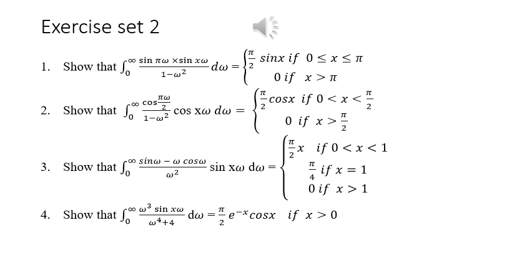Then this pi by 4 if x equal to 1, you have to find it separately. The formula is 1 by 2 into (f of x plus plus f of x minus). So in the positive side, the value is x, and in the negative side, the value is 0. So you will get pi by 4 there. In the fourth one also, we are having sine x omega in the integral, so we have to use the Fourier sine integral representation.